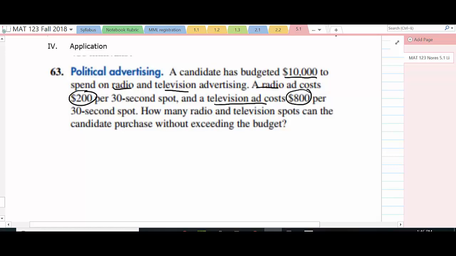Now remember, the question always tells you the unknowns. Okay, and that's always a good place to start on a word problem, is what are the unknowns. So it says how many radio and how many television spots can be purchased. That means there's two unknowns.